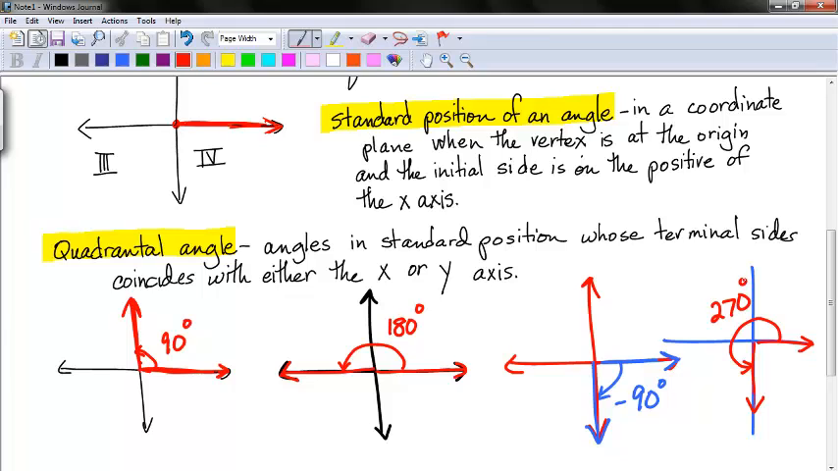So, quadrantal angles are multiples of what? 90. They have to be multiples of 90. They can be positive, they can be negative, but they have to be multiples of 90.